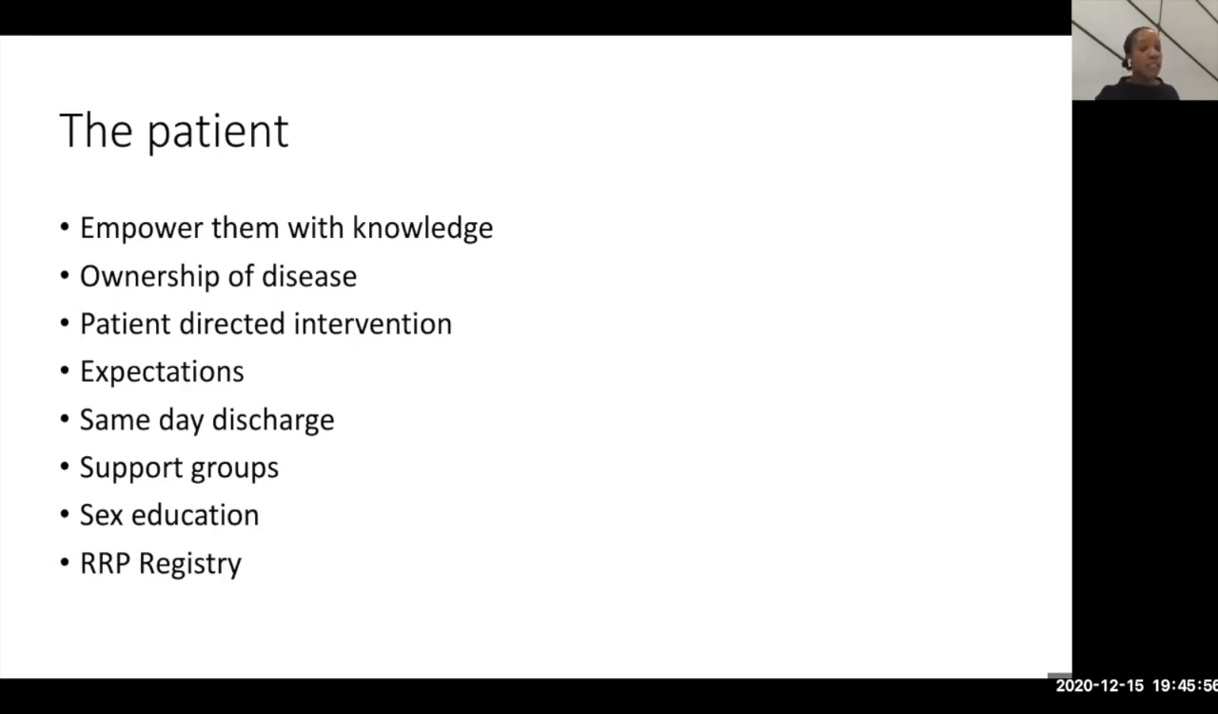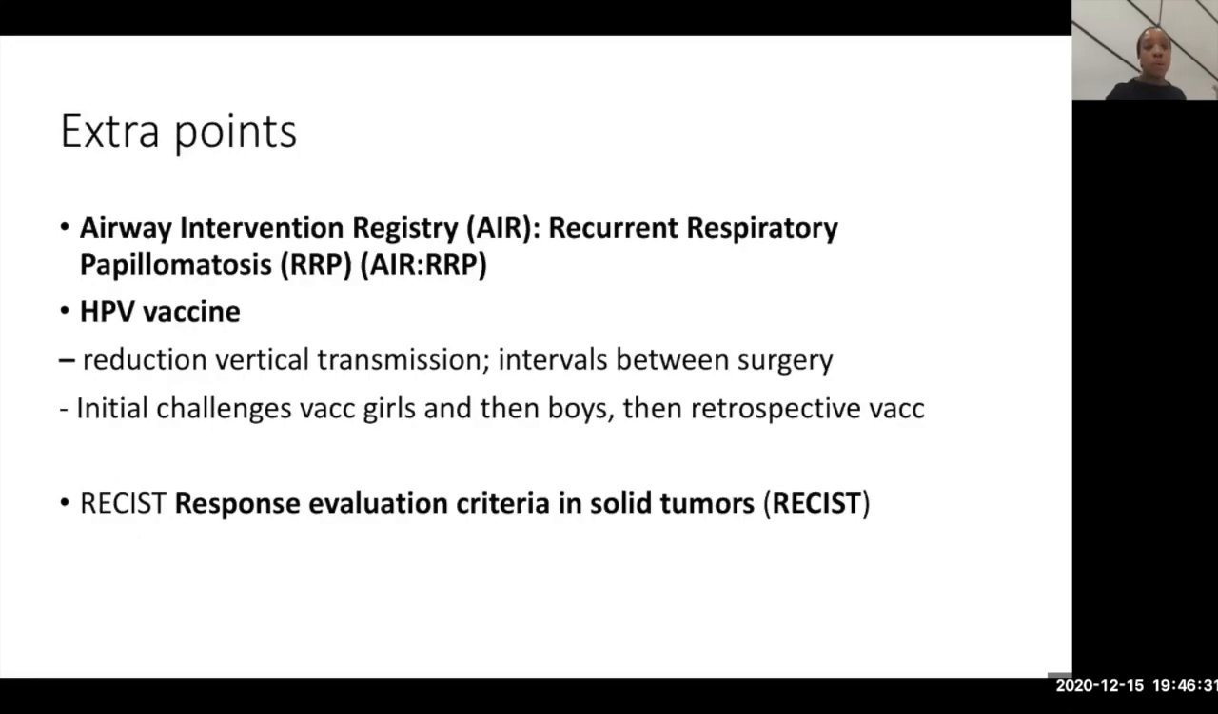And then, of course, there's an RRP registry, which is really an audit tool collating information, and it's being run out of the University of Newcastle. There's a central database where you put in information about what your patient was like, the severity of the disease, how many interventions they're having, how often they come to the hospital, what intervention you used, CO2 laser or KTP, whether you used any adjuvant treatments, and how they responded.